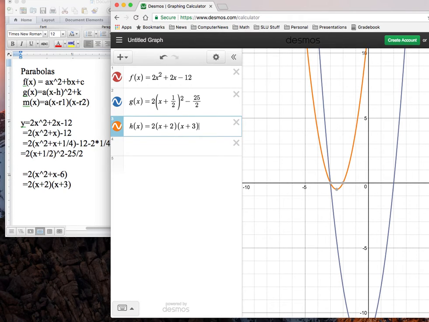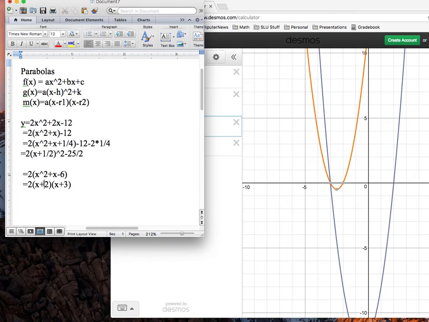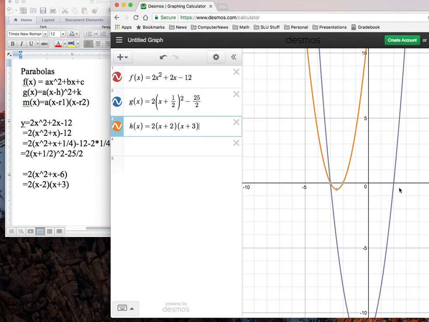And once again, that's not the same thing, and so I go back and check my work and see that if I have x plus 2 times x plus 3, that isn't a correct factoring of x squared plus x minus 6. I need to make this x minus 2 to factor it correctly. And that also matches up that 2 and minus 3 are the roots of the original one. So I'm going to come in with minus 2. And when I do that, all three of my parabolas, all three of my versions, are the same parabola.